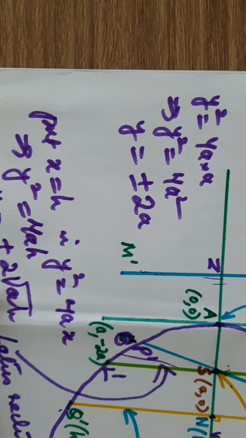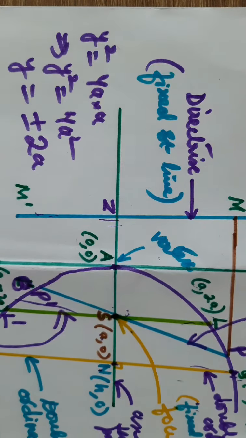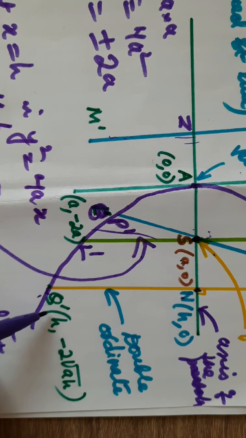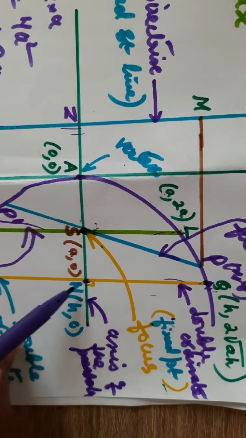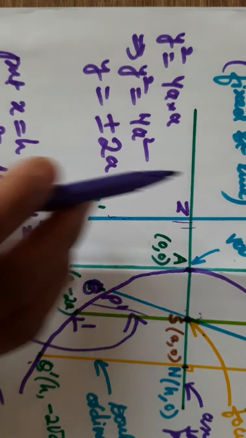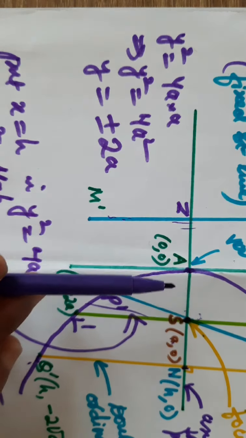So you'll have the y coordinate as 2 square root of ah, and the x coordinate as x is equal to h, because the x coordinate of Q prime will also be h, since it is perpendicular to the x-axis here. So these are the important terms that are related to the parabola.